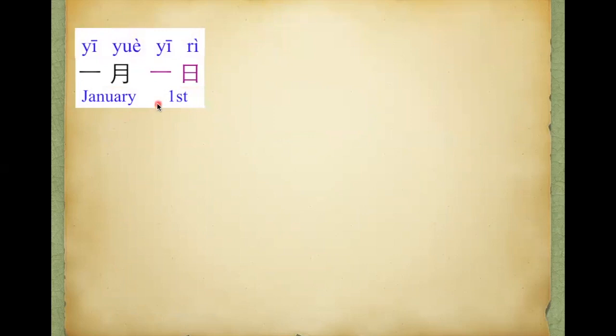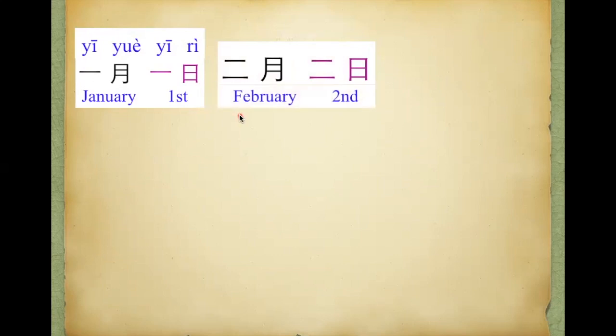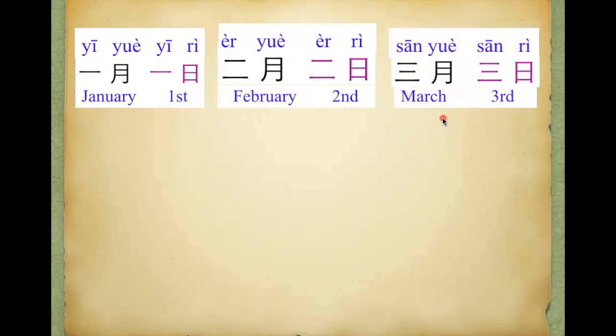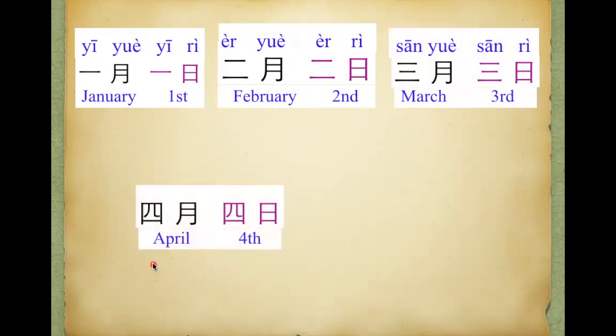1月1日 January 1st. 2月2日 February 2nd. 3月3日 March 3rd. 4月4日 April 4th.